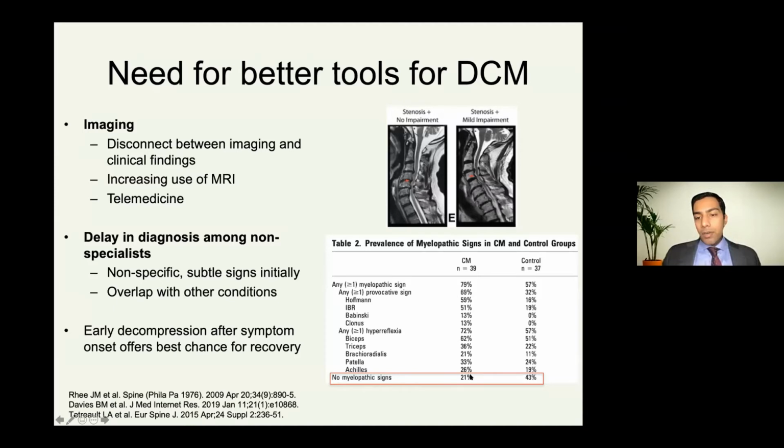This study by John Rhee and his team looked at approximately 40 patients with cervical myelopathy, and about 20% of them had no signs, so no hyperreflexia, no Hoffman's. And so sometimes the diagnosis can be challenging. It's only subjective symptoms, history, and we really don't have objective findings.